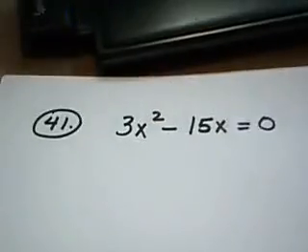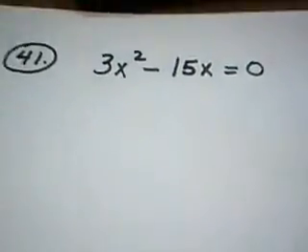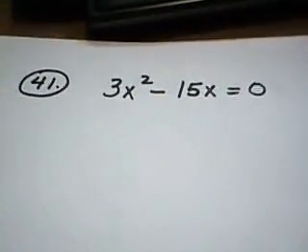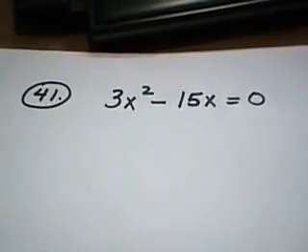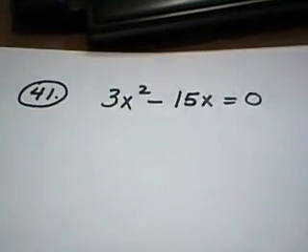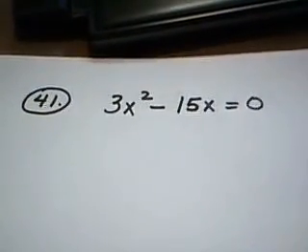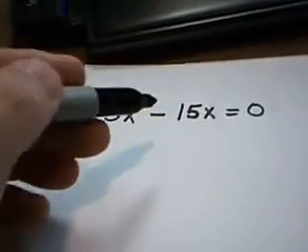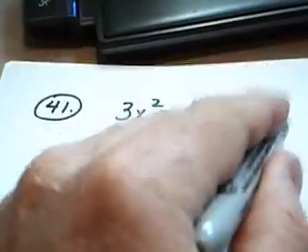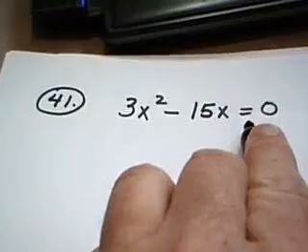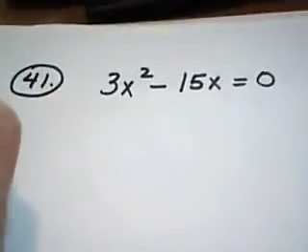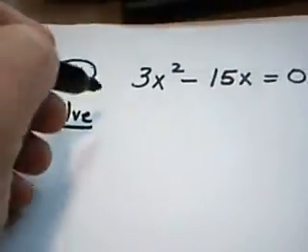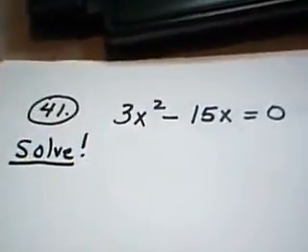Our equation is 3x squared minus 15x equals 0. Now, one thing I want to make sure that you're getting correct in algebra talk, this is not an expression, this is an equation. You have a left-hand side, you have a right-hand side, you have an equal sign, and the directions ask you to solve it, which means give me the answers. What would work for x?